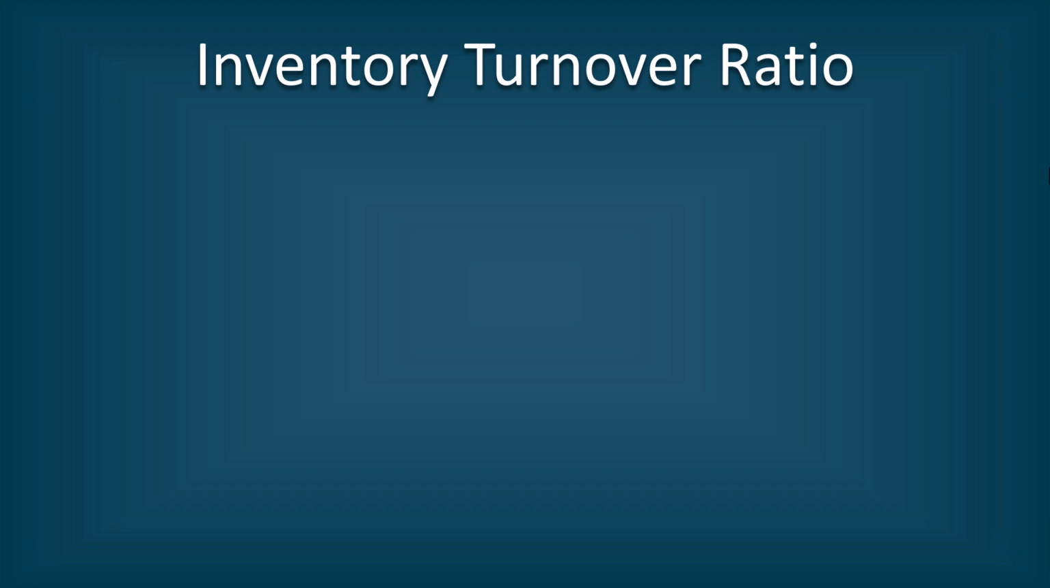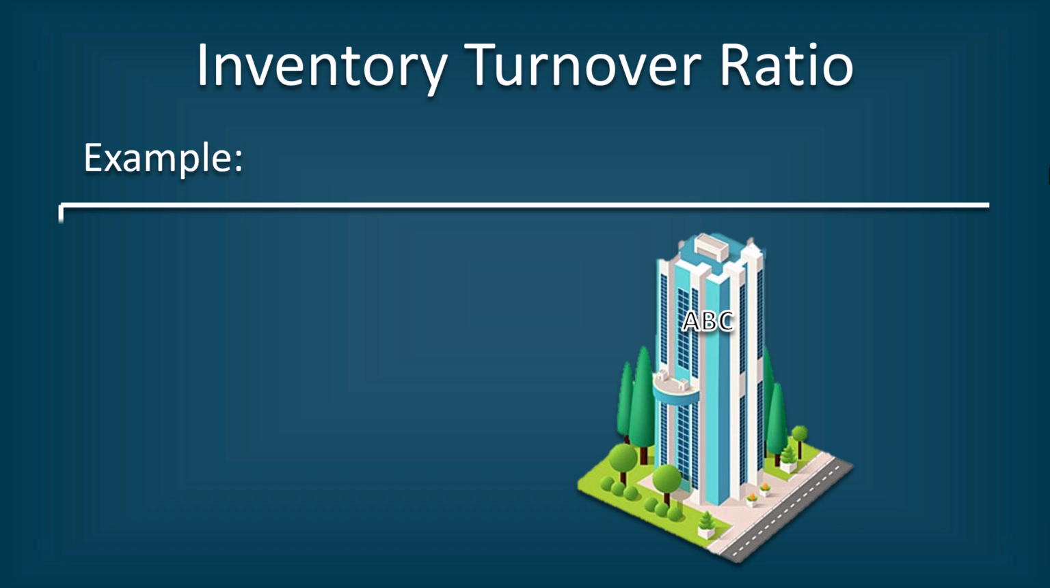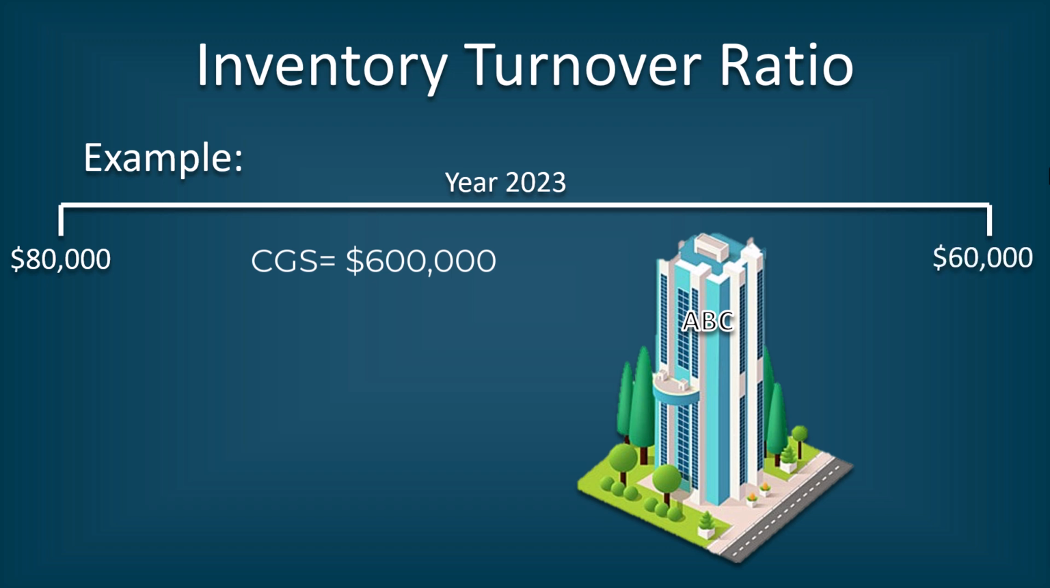Let's explain this with an example. Suppose we have a company called ABC. For the year 2023, we have the following information. Cost of goods sold, $600,000, beginning inventory, $80,000, ending inventory, $60,000.